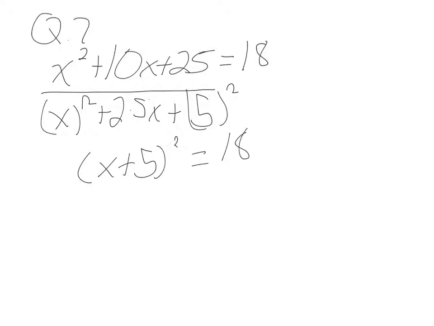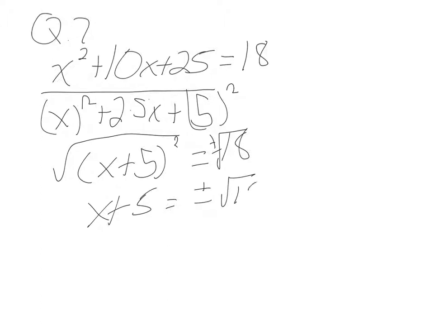equals 18. This is very similar to question 2, where we'll take the square root of both sides and remember the plus or minus. So x plus 5 equals plus or minus the square root of 18.